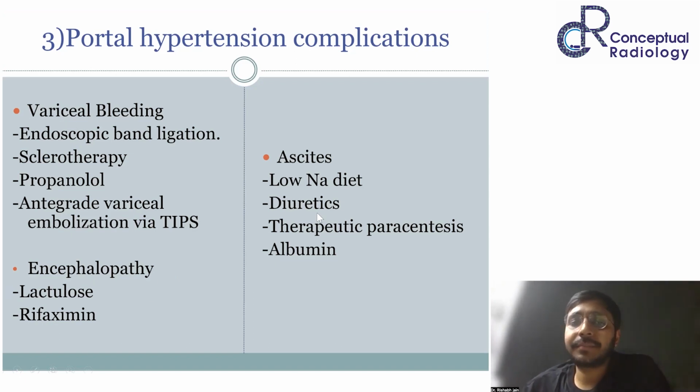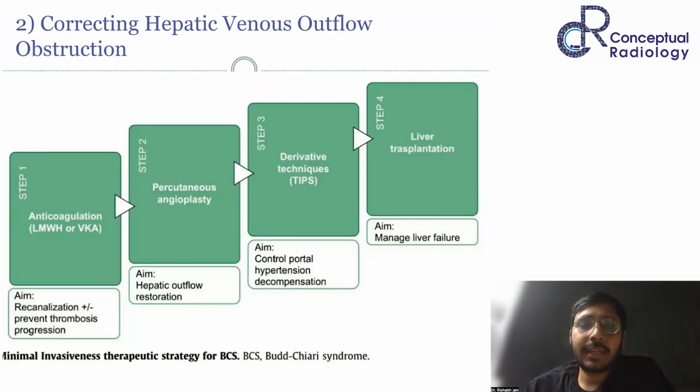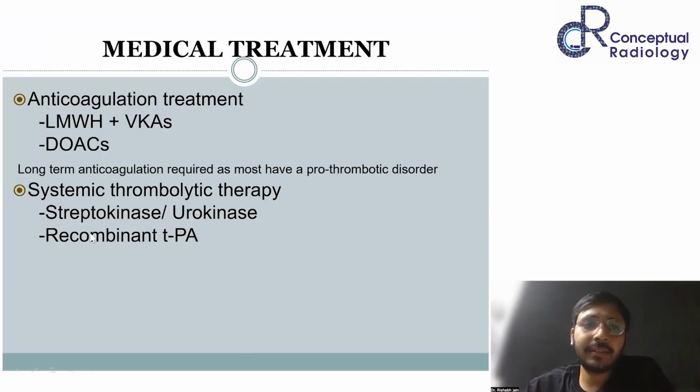If the patient has ascites, the patient is put on a low sodium diet, diuretics are given, therapeutic paracentesis is done, and an albumin infusion is started. So this portal hypertension complication is mostly managed by the medical team. Our main aim is to correct the hepatic venous outflow obstruction. So medical treatment is in the form of anticoagulation like low molecular weight heparin, vitamin K antagonist, and direct oral acting anticoagulants. And these patients usually require long-term anticoagulation as most have a prothrombotic disorder. Now, systemic thrombolytic therapy can be given in the form of streptokinase or urokinase or a recombinant TPA.